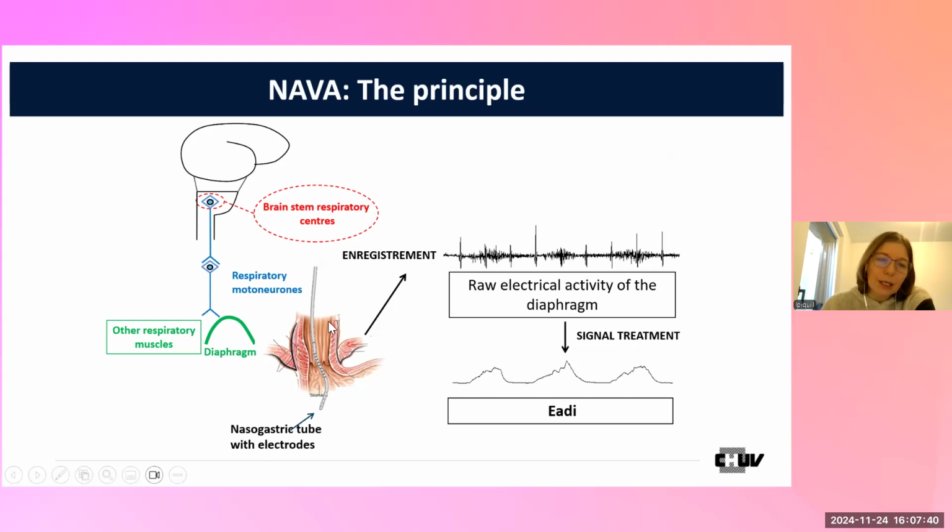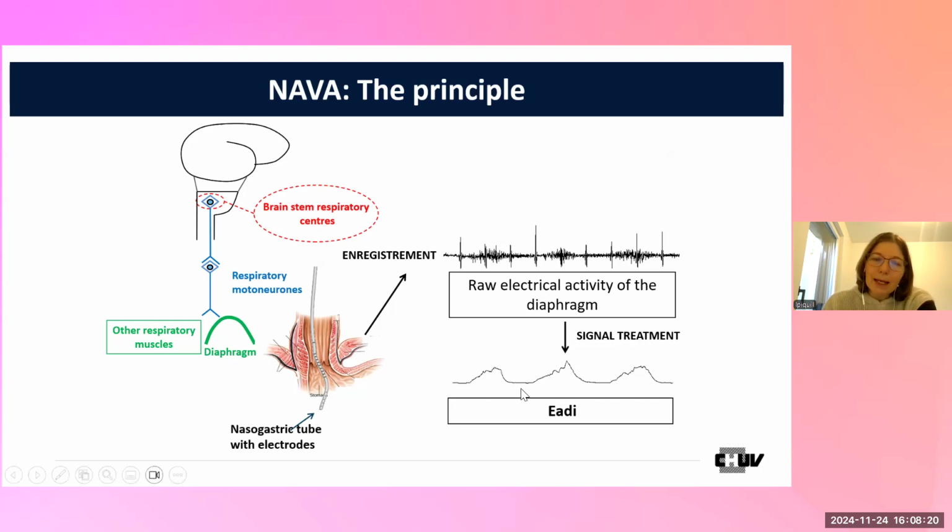And this recording is performed using a specialized nasogastric tube that is equipped with electrodes here, 8 arrays of electrodes. Those electrodes catch the electrical activity, and here we see the raw electrical activity of the diaphragm. Then the system allows advanced signal treatment to filter ECG, because the heart is very close to the diaphragm, and also to smooth the signal to obtain what is called EADI, for electrical activity of the diaphragm.